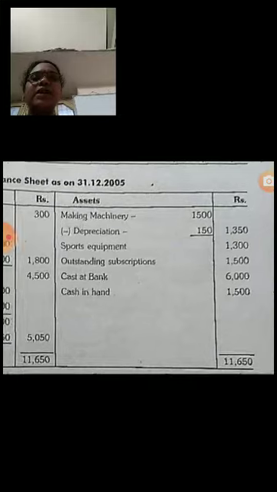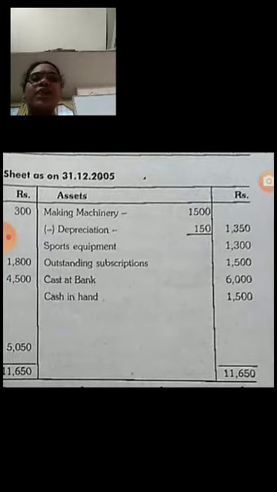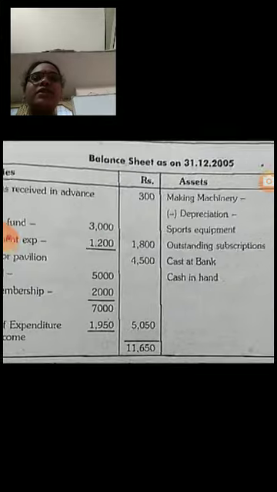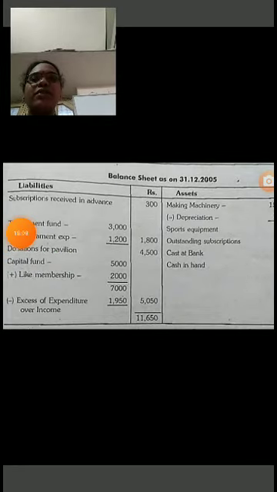Next, assets side: mowing machinery 1500, then minus the depreciation, that is 150, 1350. Sports equipment, that is 1300. Outstanding subscriptions 1500. Cash at bank 6000. Cash in hand 1500, that is 11750. The total of both sides is 11750.